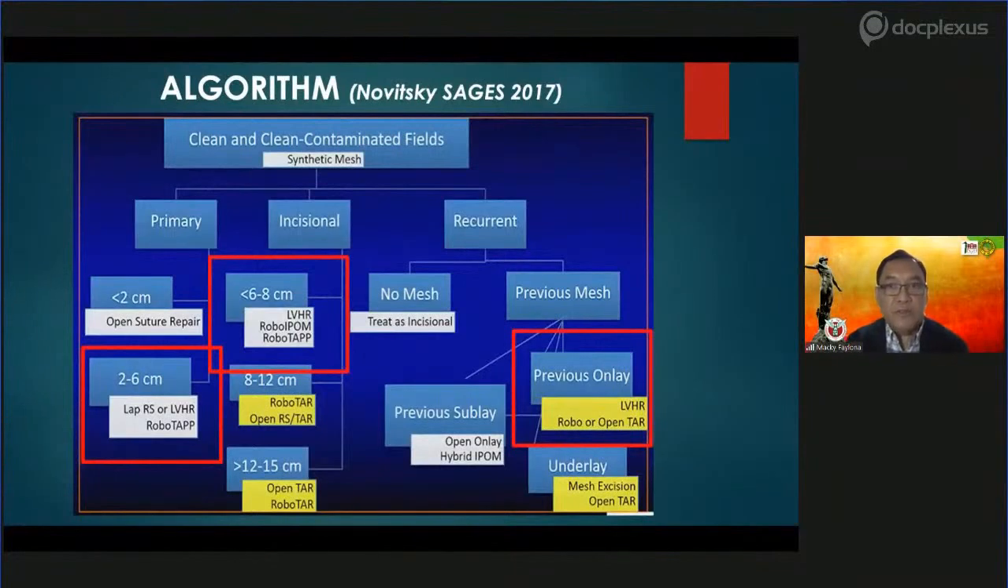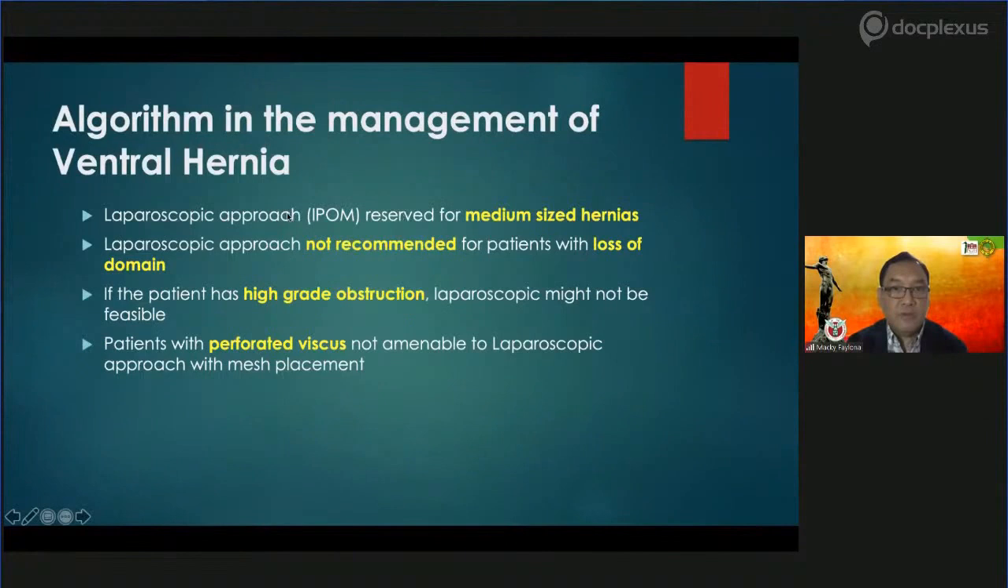This is an algorithm presented by Yuri way back in 2017 at the SAGES meeting. I just wanted you to concentrate on these three triangles. Based on my talk, laparoscopic ventral hernia repair is mainly reserved for small to medium-sized hernias. Or if you have a previous onlay, then chances are you can probably tackle the recurrent hernia laparoscopically as well. So to summarize that algorithm, the laparoscopic approach, the IPOM, is reserved for small to medium-sized hernias.